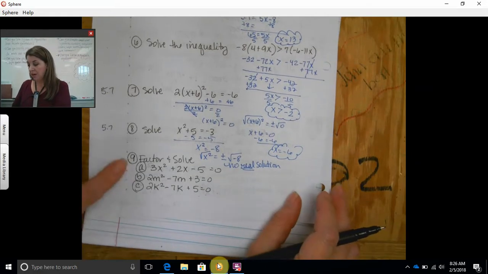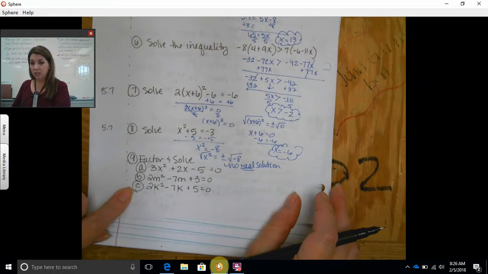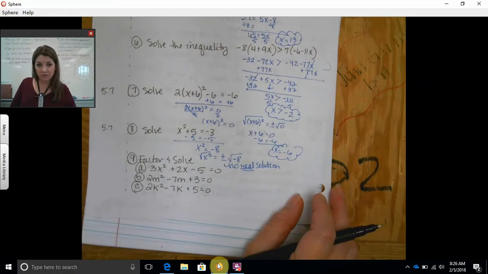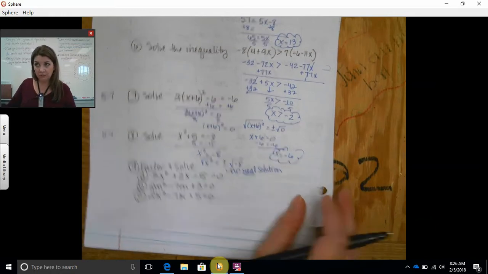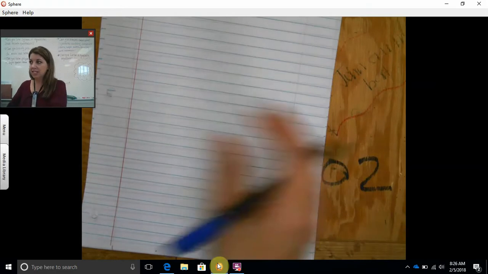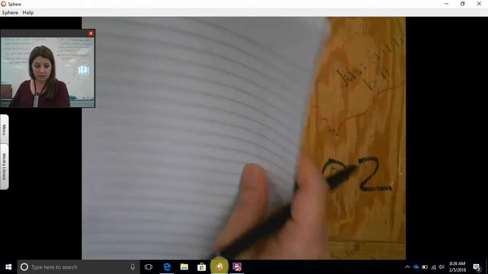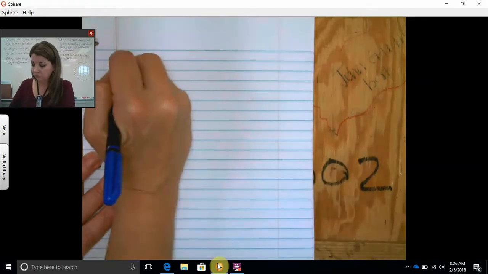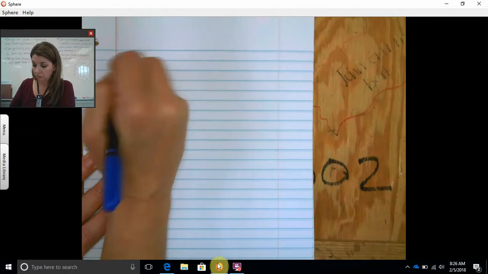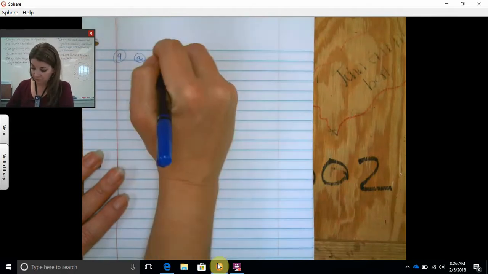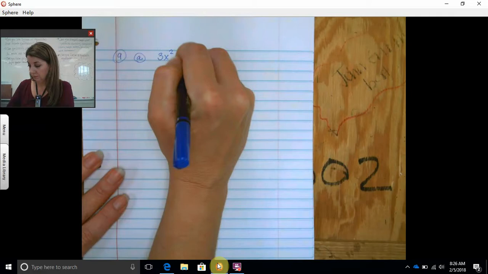On number 9, I ran out of room, so I'm gonna do these on separate sheets. They're just factor and solve. Okay? And I gotta kind of speed it up, make sure I can get through this on time. I love factoring. I hate it. I still have trouble with it.